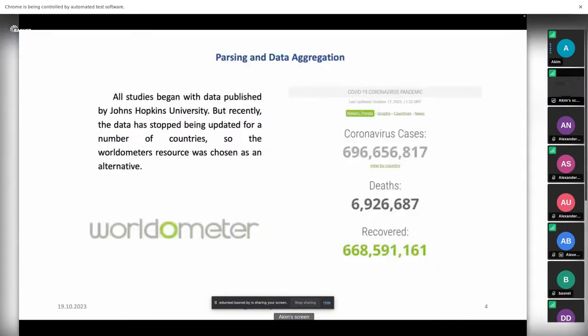So all our research started with data from the Johns Hopkins Institute, but recently its data has stopped being updated for many countries. So we chose Worldometer as an alternative.